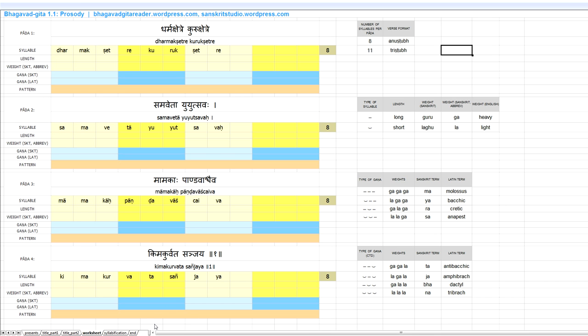So this was part 1, and in part 2 we will determine the length and weight of all the syllables, and then the final patterns here for each pada.